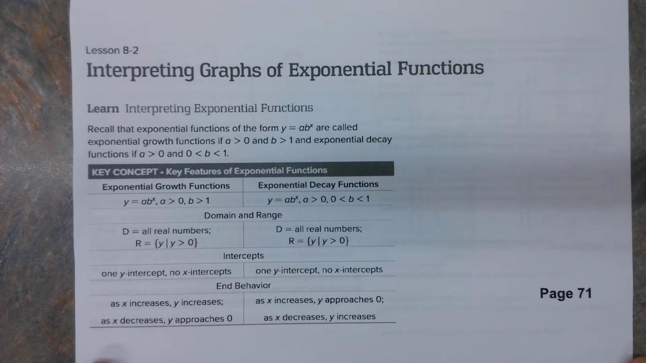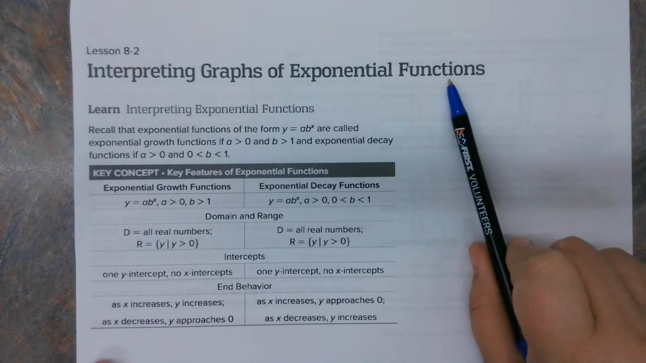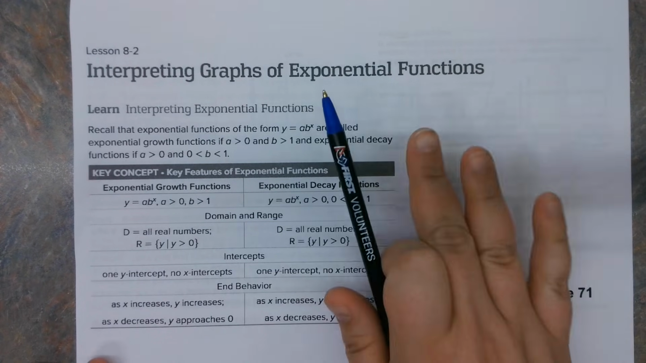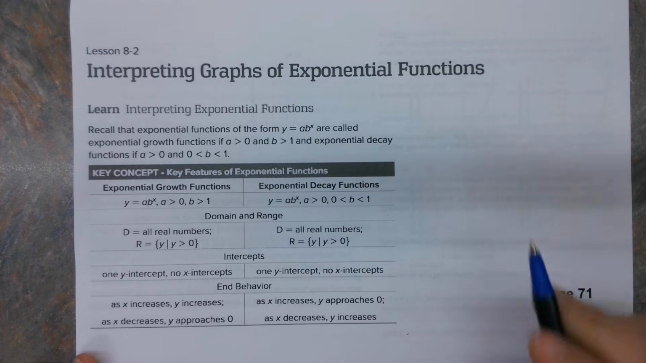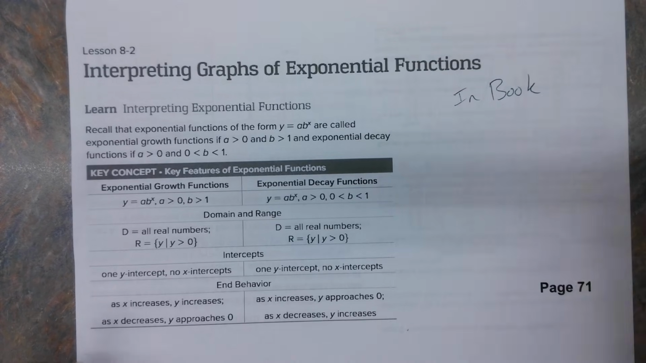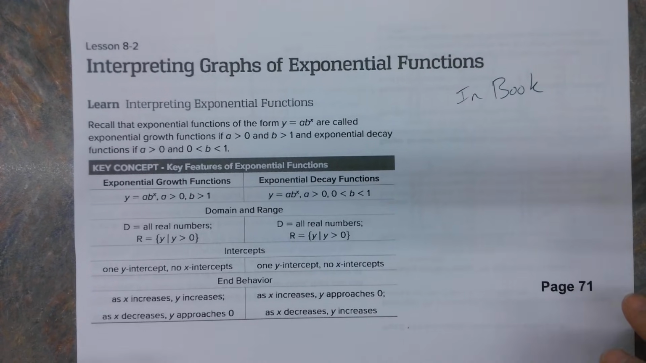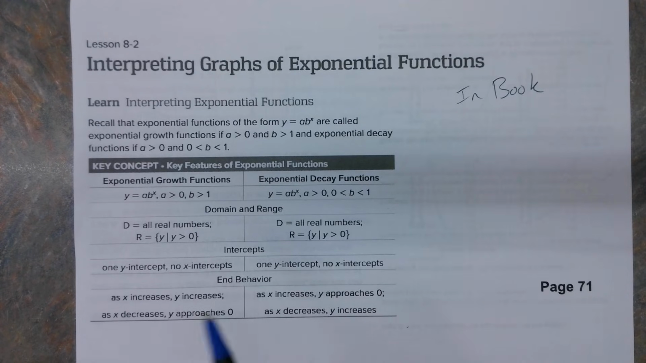Everyone, this one's going to be a little bit different. We're doing lesson 8.2, interpreting graphs of exponential functions. Right after this lesson, after you're finished with your notes, you're going to go straight into the McGraw for this assignment. You are going to do this assignment in your book, not in your notebook, because there's way too many things to write for in your notebook. So we're going to interpret exponential functions today, okay?